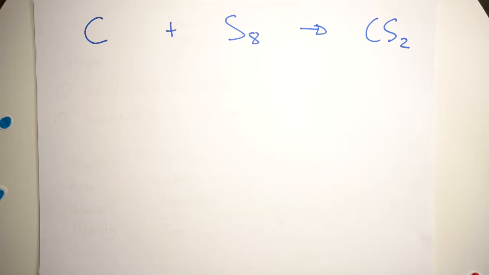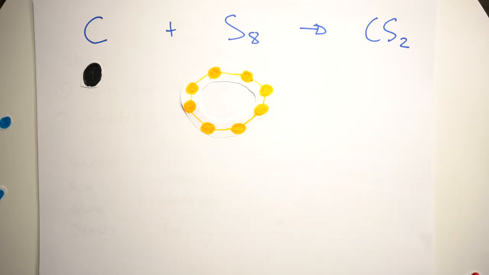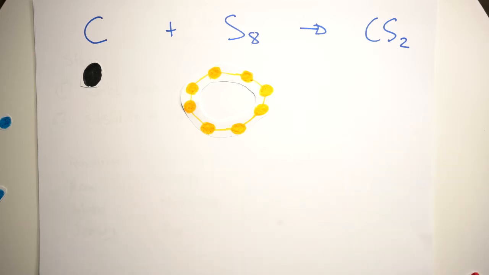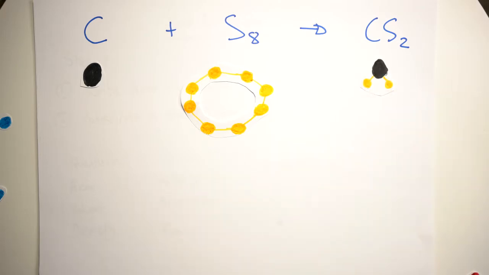Here we have C plus S8 gives you CS2. So let's figure this out. First of all, C is carbon, so that's going to be represented by this little black circle. S8 is sulfur, but it comes in a ring with 8 atoms attached to it, kind of a little bit like that. By the way, if you're going to do the drawing, you don't have to be accurate. You can draw it however you like, as long as it has the right amount of atoms. That's all that counts. And on the product side, we've got CS2, which is a little bit like this.